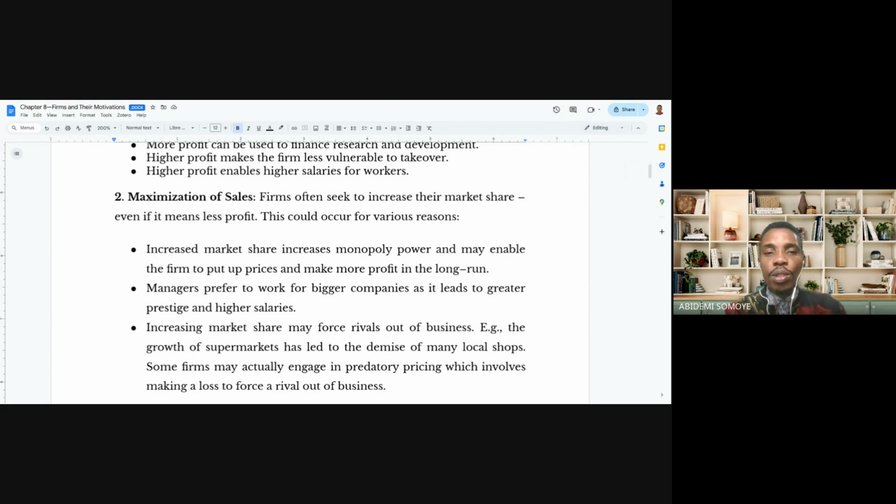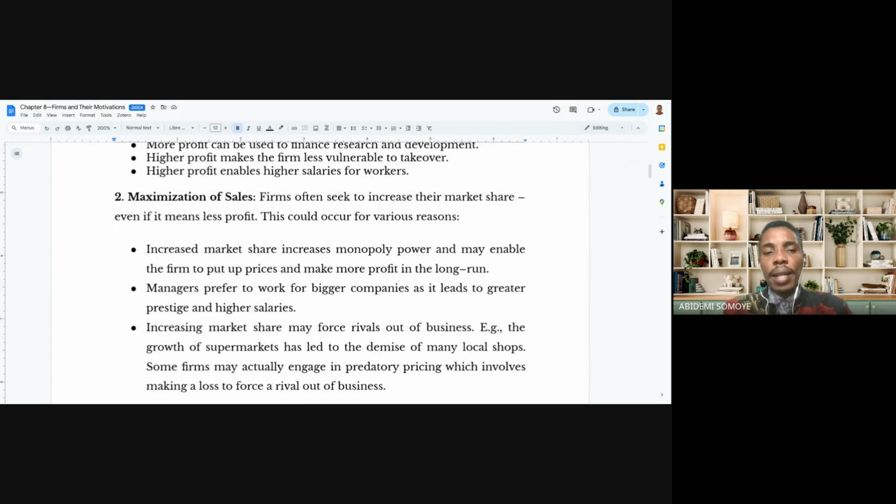So firms often seek to increase their market share, even if it means less profit. This could occur for various reasons. Increased market share increases monopoly power and may enable the firm to put up prices and make more profit in the long run. Just like I said, initially it could translate to more revenue, and eventually translate into profit.